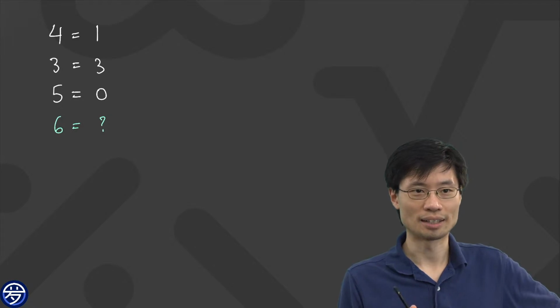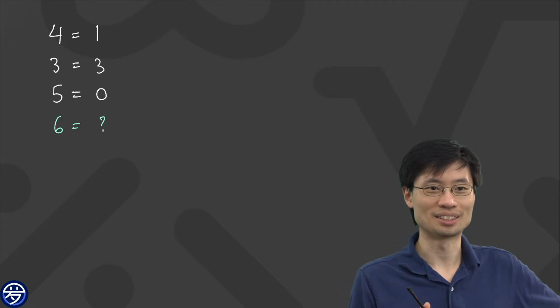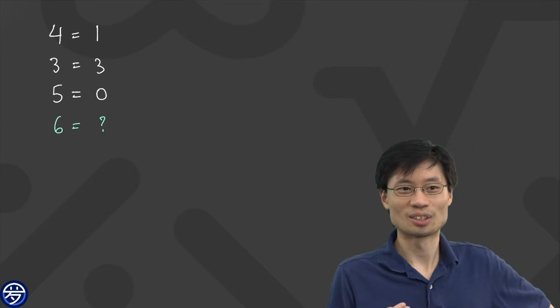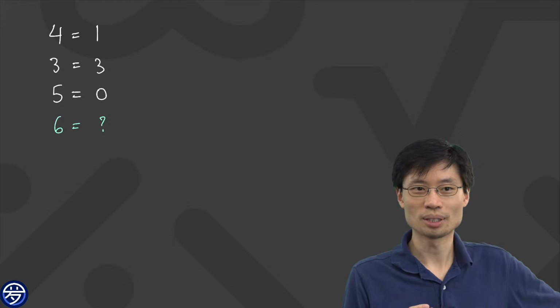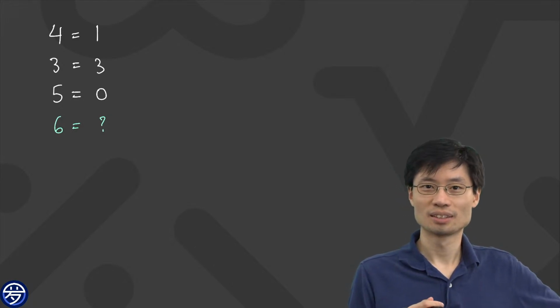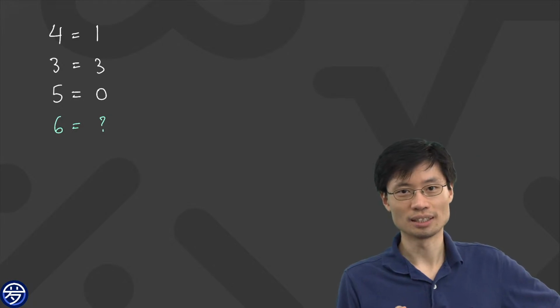4 plus 1 is 5. 3 plus 3 is 6. 5 plus 0 is 5. So 5. I actually don't know the answer. Roman numeral. There's Roman numerals here? V, IV.